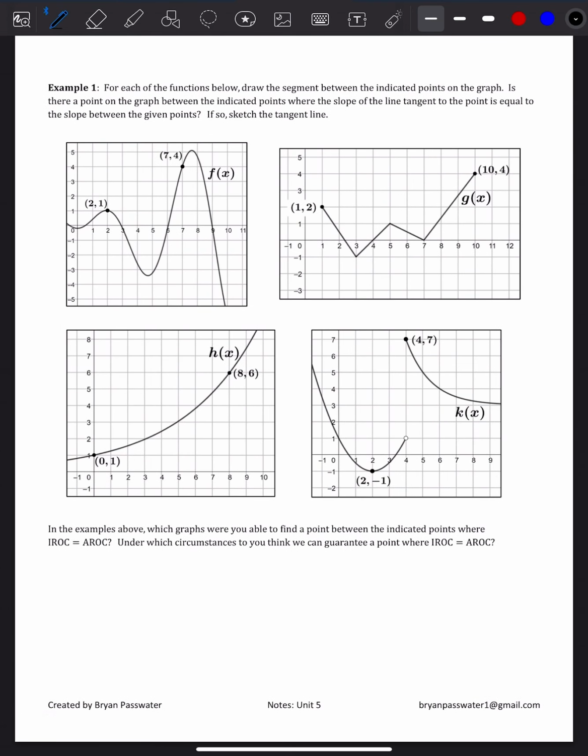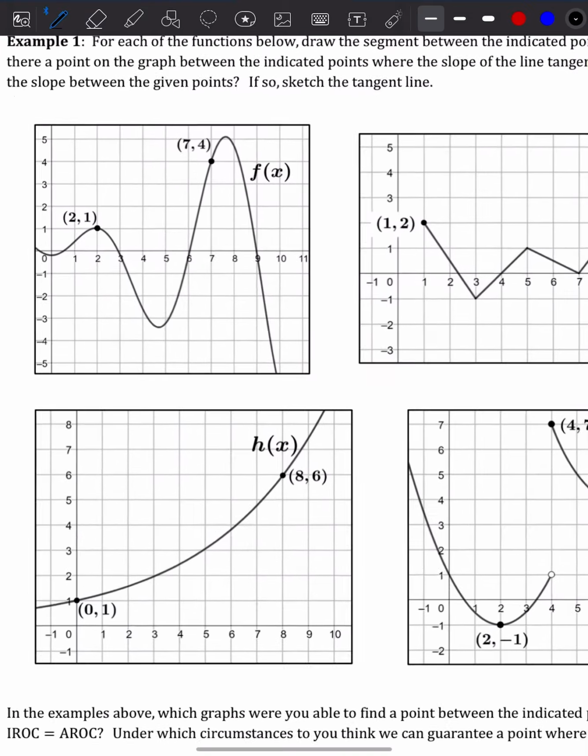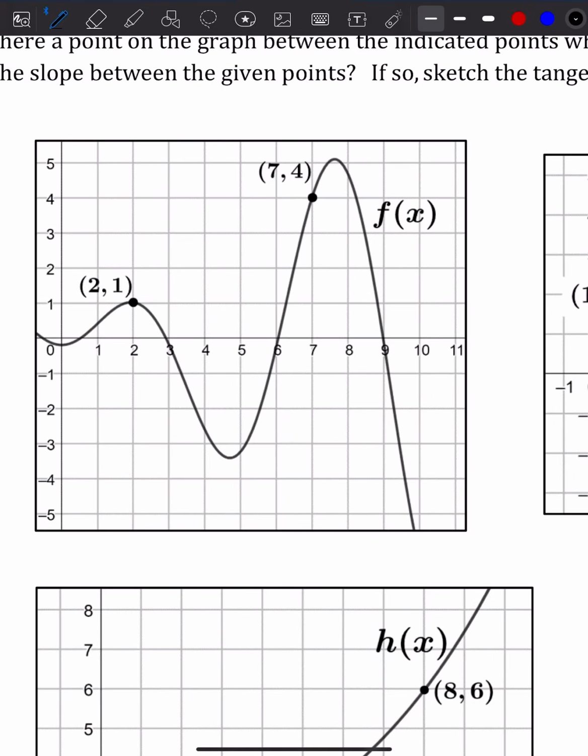Okay, so we're going to be looking at these graphs below, and we're going to be deciding if we can find a slope that matches or that's parallel to our average rate of change. So for each of the functions below, draw the segment between the indicated points on the graph. Is there a point on the graph between the indicated points where the slope of the line tangent to the point is equal to the slope of the given points? So we need to draw in this line here.